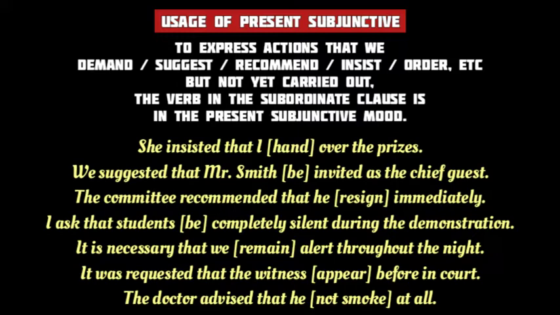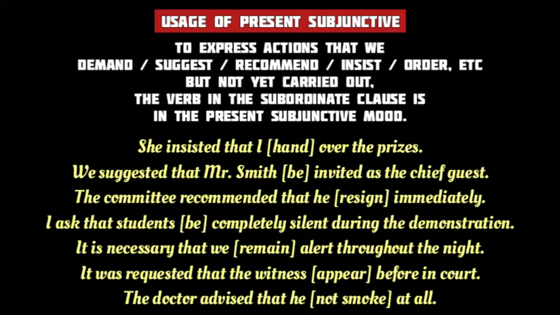Hence, if we have verbs like demand, suggest, recommend, insist, order, pray, etc. in the main clause, then in the subordinate clause, the verb is in the present subjunctive mood. For example, in the sentence, she insisted that I hand over the prizes, the verb hand over in the subordinate noun clause is in the present subjunctive mood because the main clause has the verb insist. Then in the next example, after the verb suggested in the main clause, the verb be invited in the subordinate clause is in the present subjunctive mood.